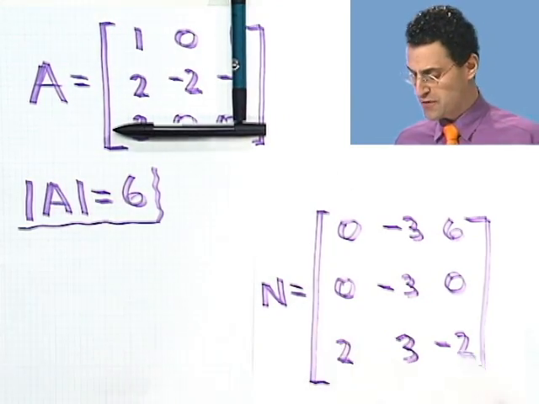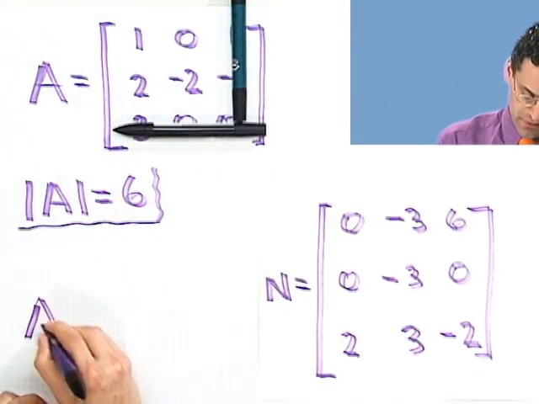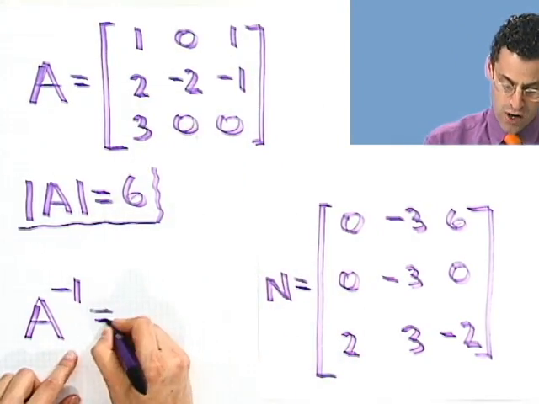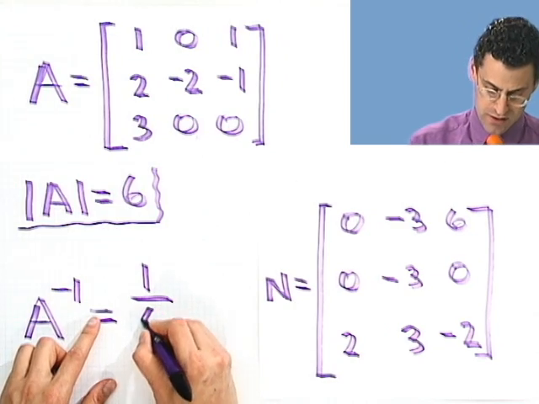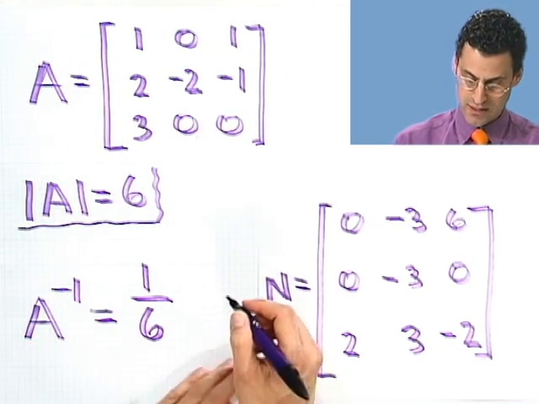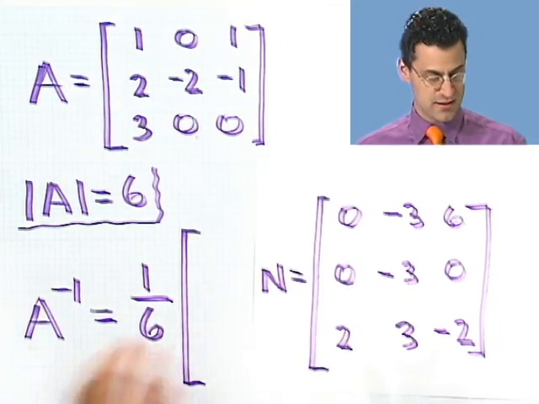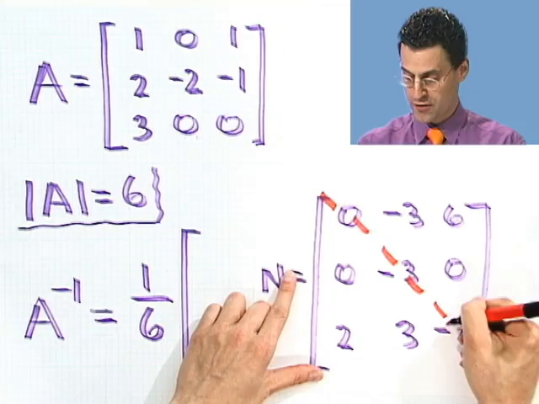To find the inverse, here's what you do. So A inverse, the inverse of this original matrix, is 1 over the determinant, which we computed earlier. So that's 1 over 6. And then here, what you do is you take the new matrix we have and you just flip it over this line.